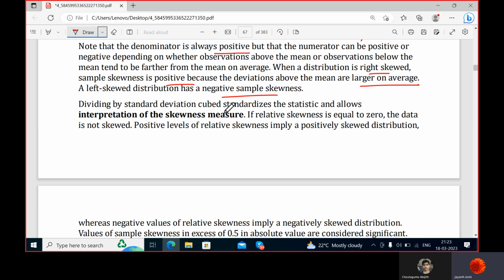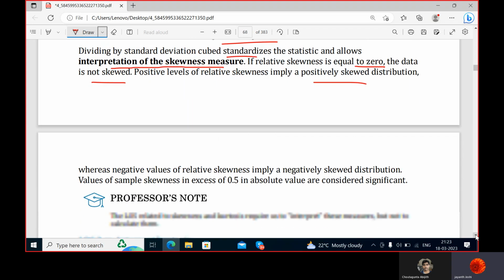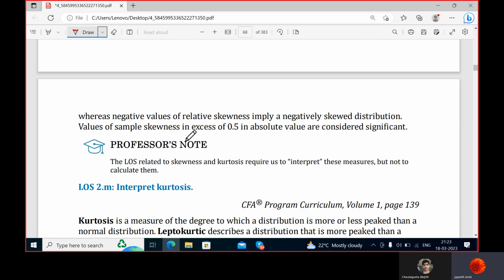Dividing by the standard deviation cubed standardizes the statistic. Why do you divide by the standard deviation? To standardize, to normalize the data. Understood? Yeah. Okay. Because there will be deviations, and when there are deviations, we show those on the normal distribution curve. It allows interpretation of the skewness measure. If relative skewness is equal to 0, the data is not skewed. Positive levels of relative skewness imply a positively skewed distribution, and negative, negative. That's an understood fact. Values of sample skewness in excess of 0.5 in absolute value are considered significant or important.